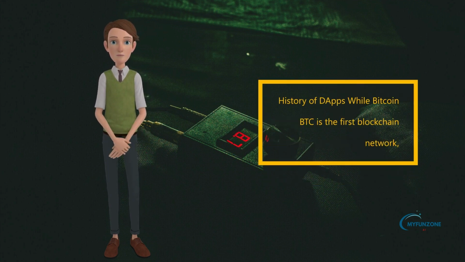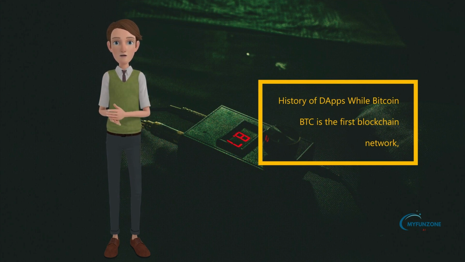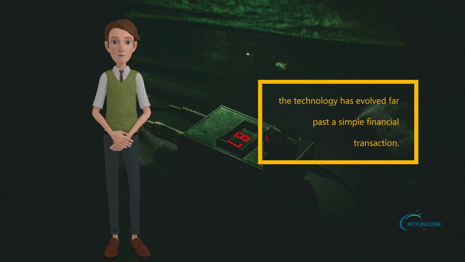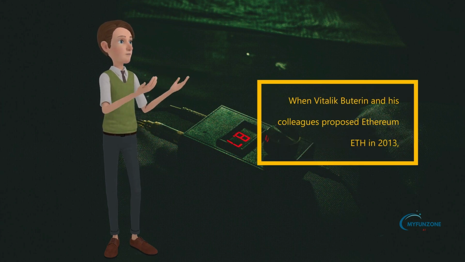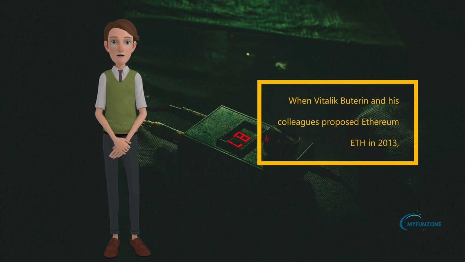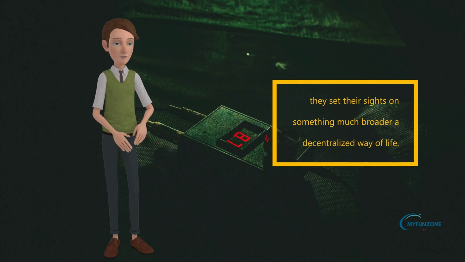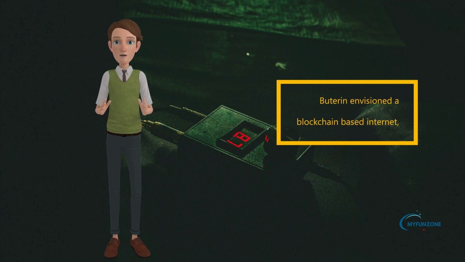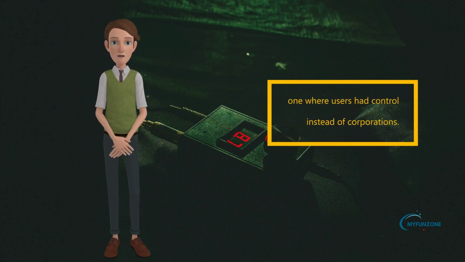History of DApps. While Bitcoin (BTC) is the first blockchain network, the technology has evolved far past a simple financial transaction. When Vitalik Buterin and his colleagues proposed Ethereum (ETH) in 2013, they set their sights on something much broader: a decentralized way of life. Buterin envisioned a blockchain-based internet, one where users had control instead of corporations.